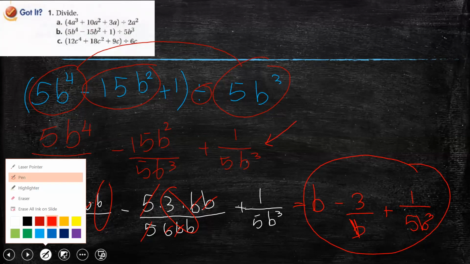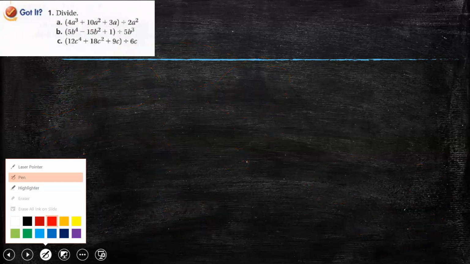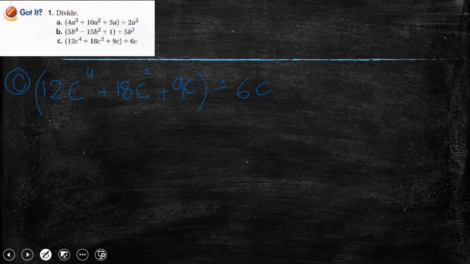Okay, now let's solve number 12, C. In C here, we have 12c to the power 4 plus 18c squared plus 9c divided by 6c.